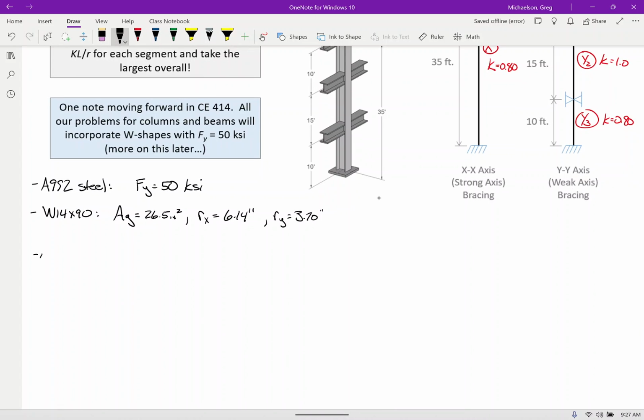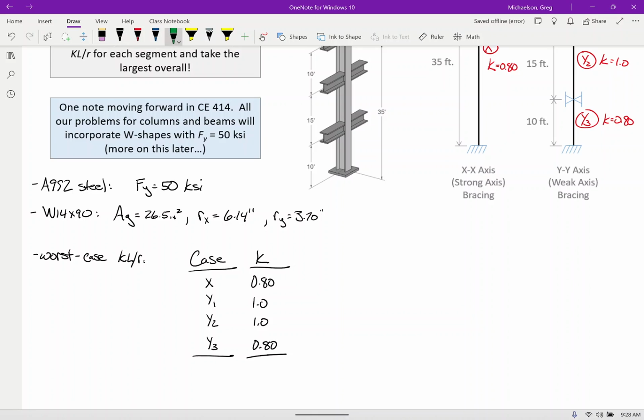So, let's look at this. I'm going to write myself a little table. So I've got cases, and I'm going to say case X, Y1, Y2, Y3. For each of these cases, I'm going to write a K value. So my K values are going to be 0.8, 1, 1, and 0.8. Those are the cases. This is case B, case D, case B in that table.